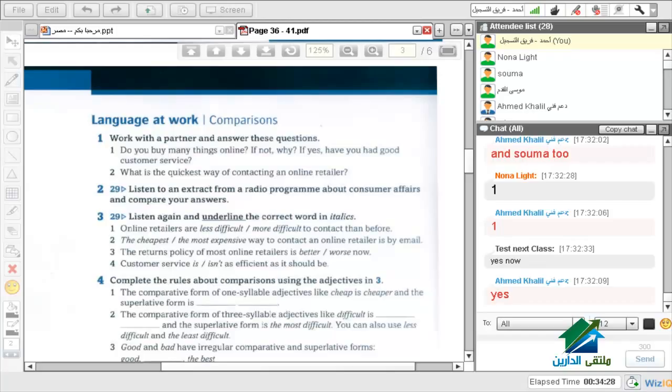Nice. For me, actually, I didn't buy anything online because here in Algeria we don't have this service. You don't have that service? No, actually, it might. And I think for the others, the best and the quickest way of contacting an online retailer is to make an account on the website of the company that sells the things you want to buy. That's right.